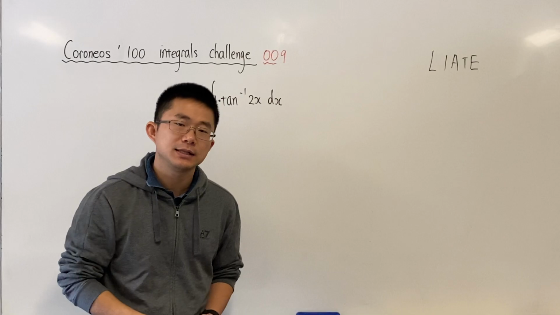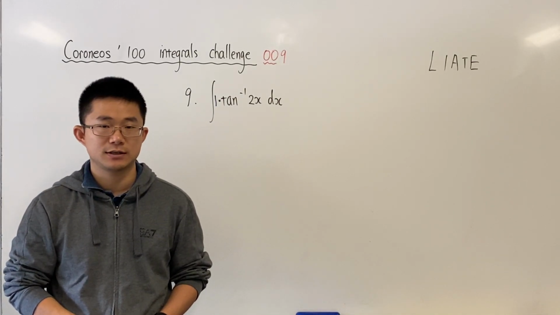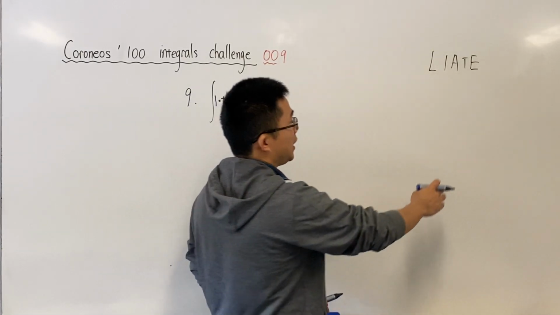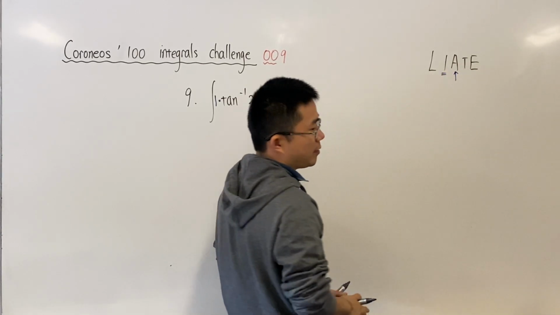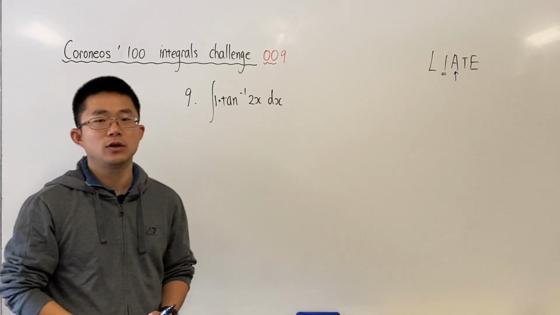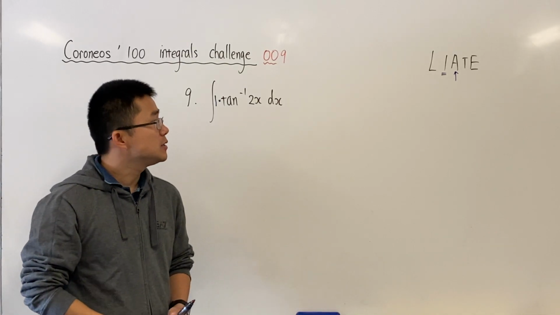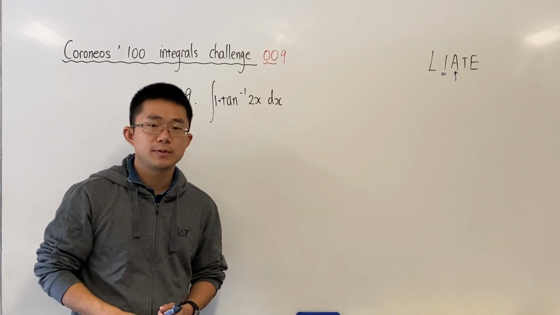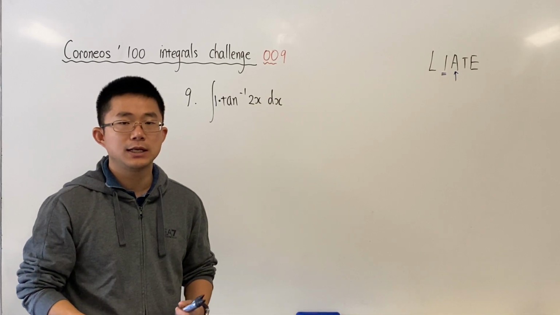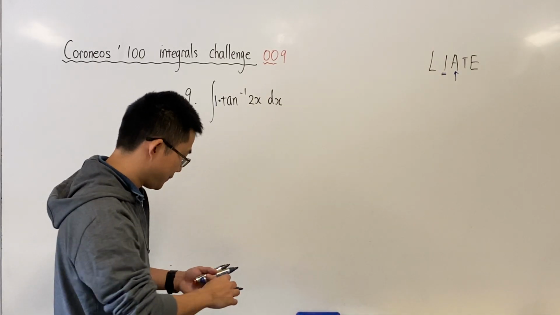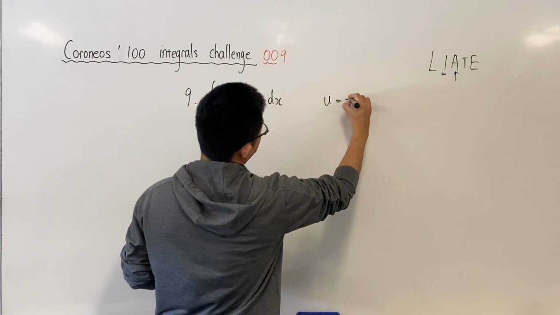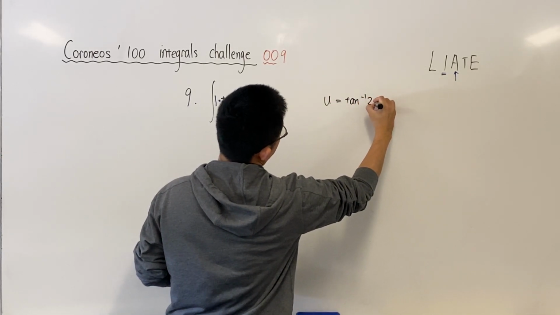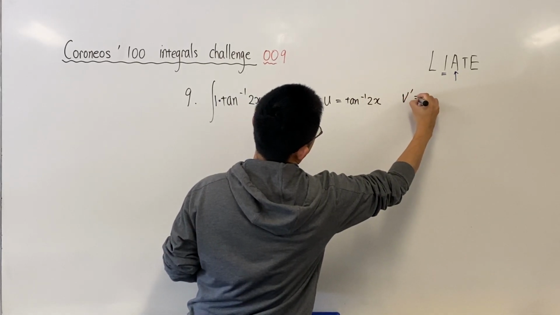The first part is 1, the second part is tan inverse 2x. According to this rule here, LRATE, inverse is before the normal algebra, which is like 1. We treat 1 as a normal algebra term as well. So we're going to let u be tan inverse 2x, and we're going to let v dash be 1. So let's start with this. u is equal to tan inverse 2x. v dash is 1.